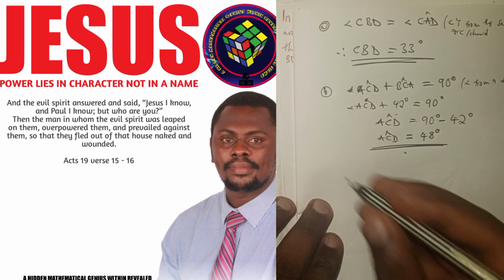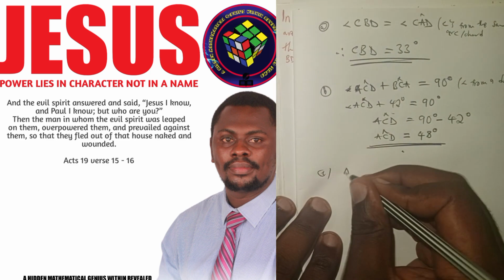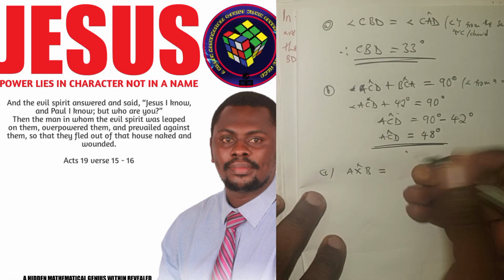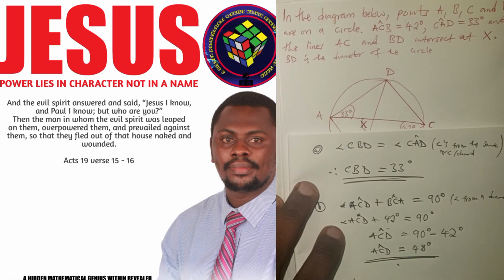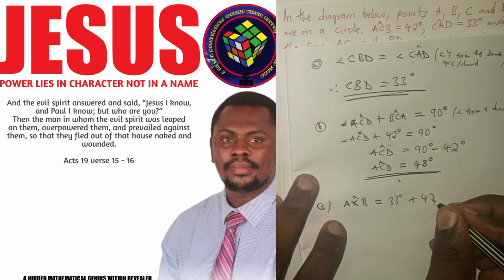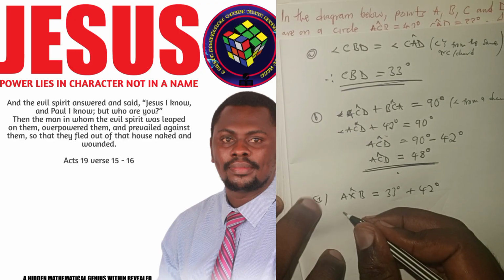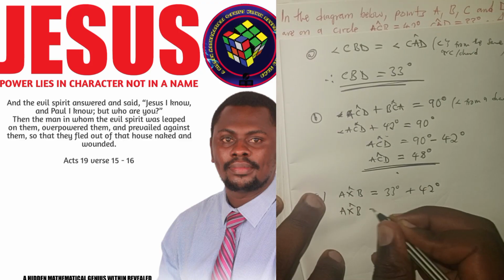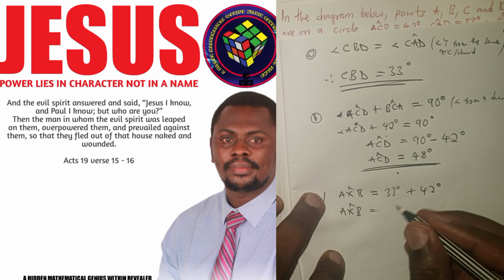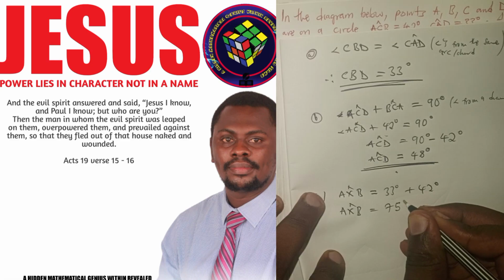Okay, so C, angle AXB, this one is just equal to 33 degrees plus 42 degrees. So angle AXB is equal to 33 plus 42, you get 75 degrees. So angle AXB is equal to 75 degrees.